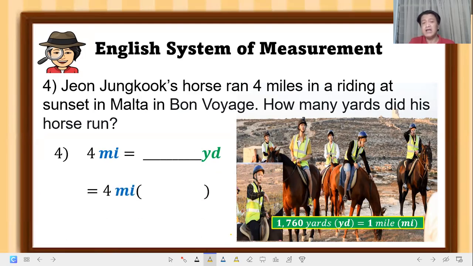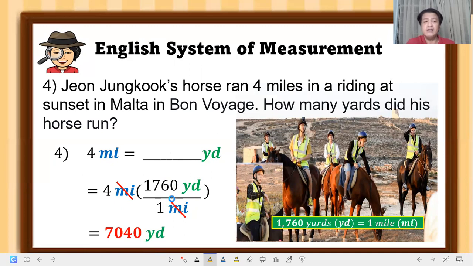When we write this factor, the denominator of the fraction must be the same as the unit of the given, which is mile. So, you can now cancel mile. And then what remains is 4 times 1,760. That will be our answer: 4 miles is equal to 7,040 yards. That is the yards converted from the distance that Jungkook's horse ran.